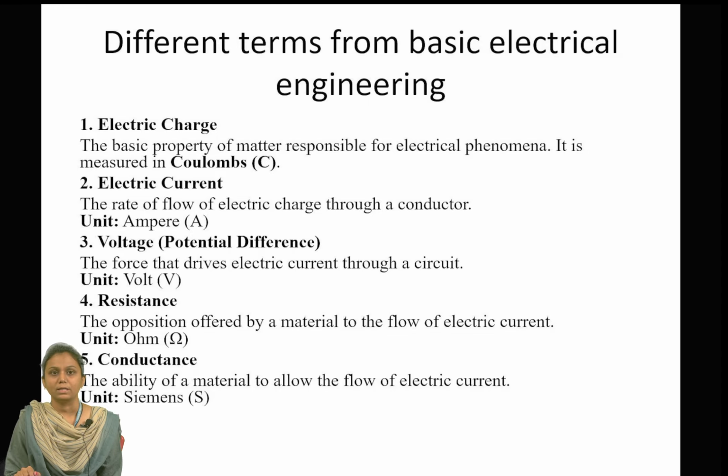Next one is electric current. The rate of flow of electric charge through a conductor is known as electric current and it can be denoted as capital I and its unit is amperes.